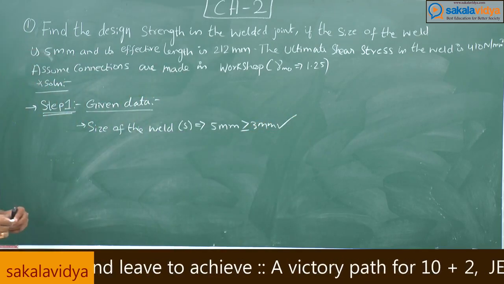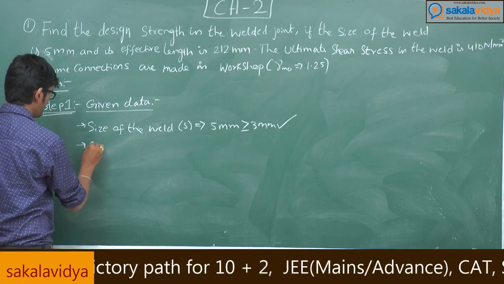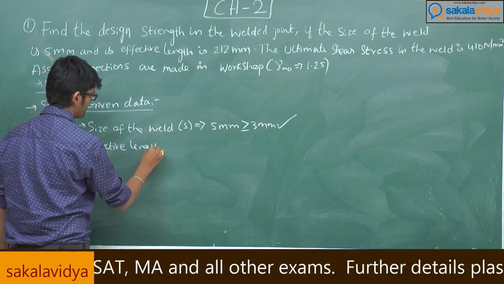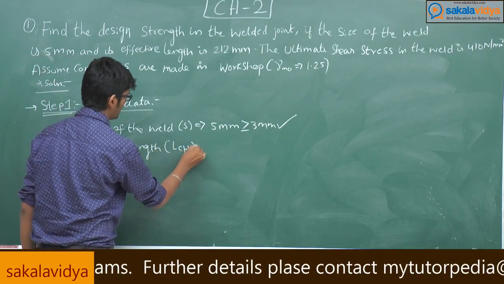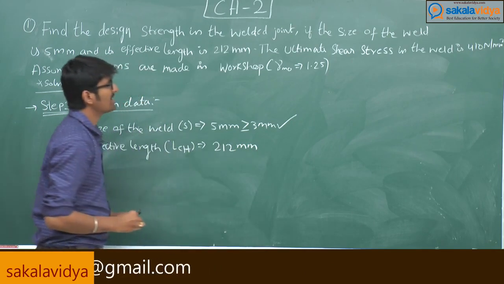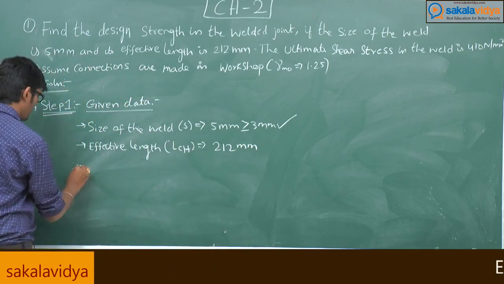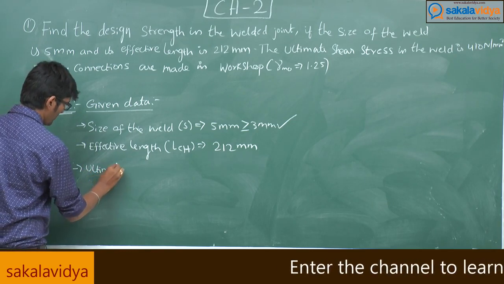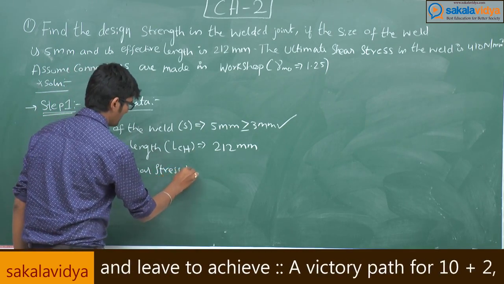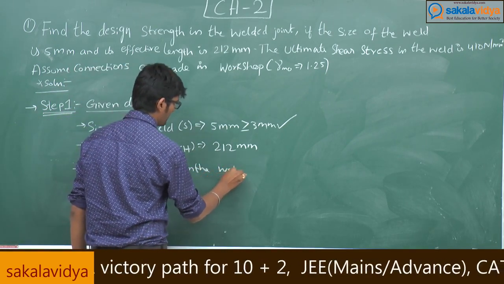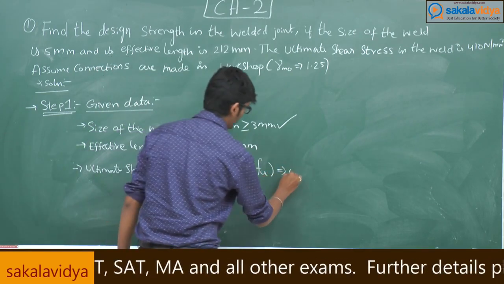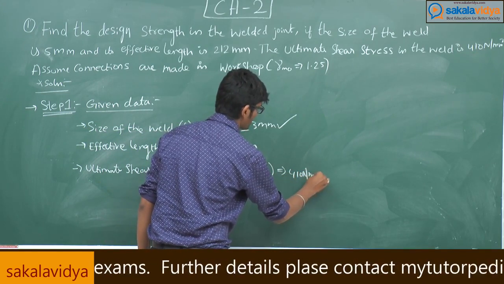The second one is effective length. Effective length is also directly given. So L suffix F is equal to how much? 212 mm. The next one is ultimate shear stress in the weld, that is F suffix U. How much is it given in the question? 410 Newton per mm square.